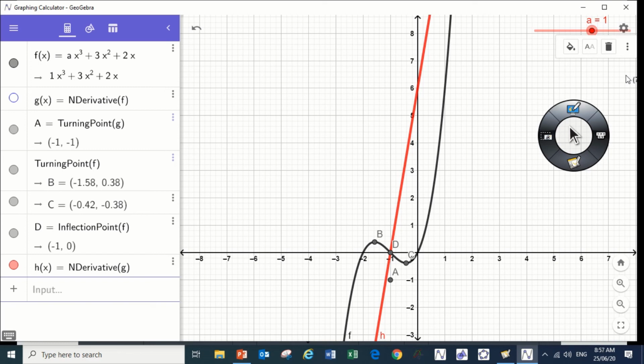Then, as the y values of the linear function become positive, the cubic graph becomes concave up. That's why we write f double prime of x is greater than 0.